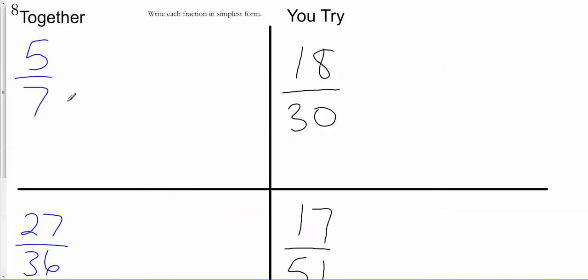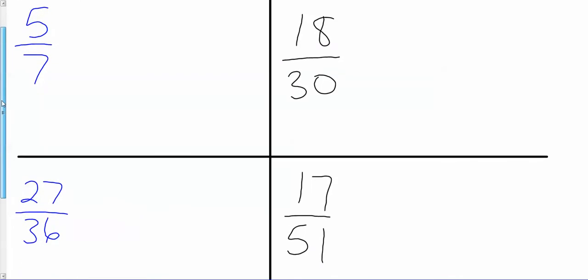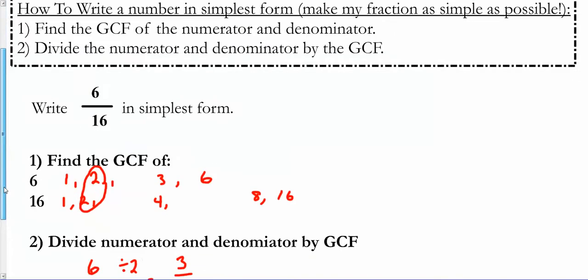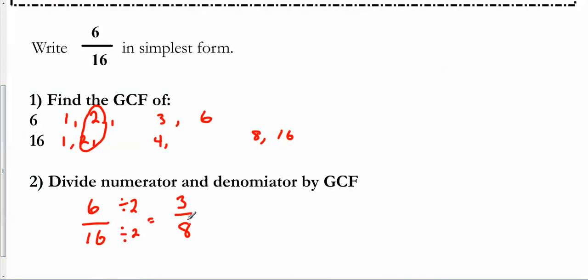Okay. So let's try these two together. Now let's go back for a second. How do I know 3/8 is in simplest form? Because the greatest common factor is 1. And that's what I'm looking for. I'm looking for my numerator and my denominator to have a greatest common factor of 1. And once that happens, it's simplest form.